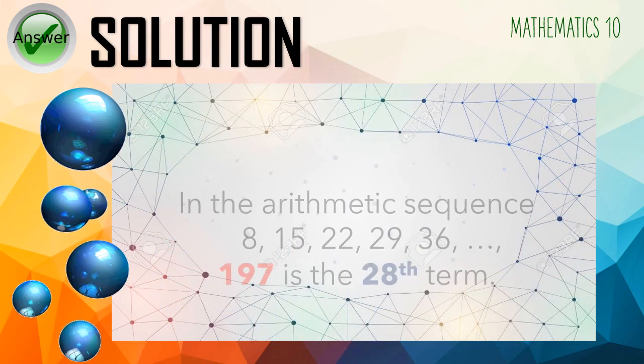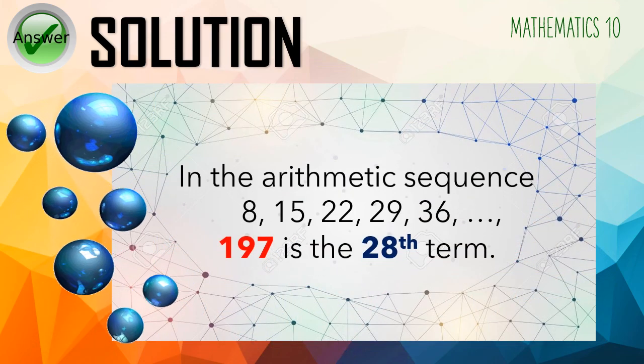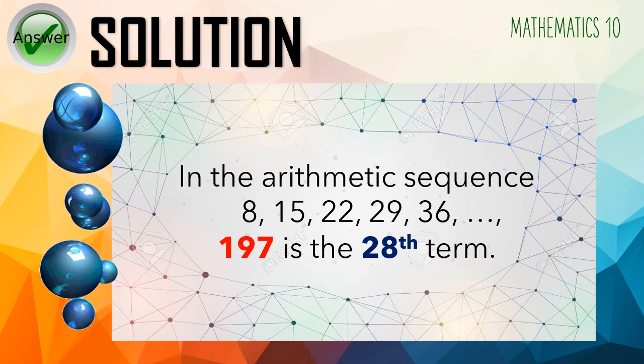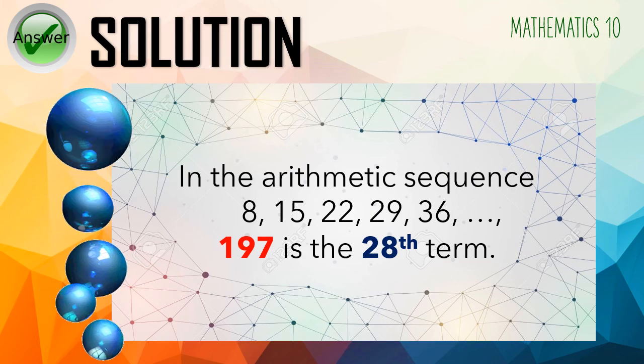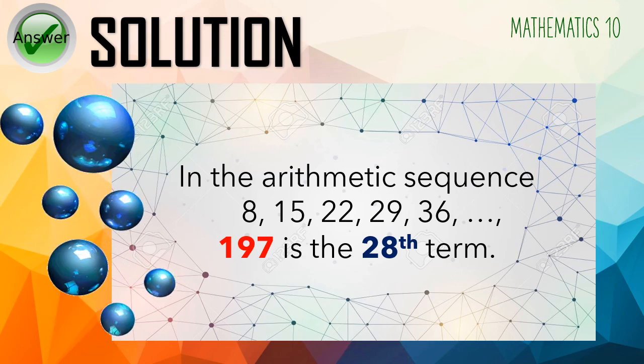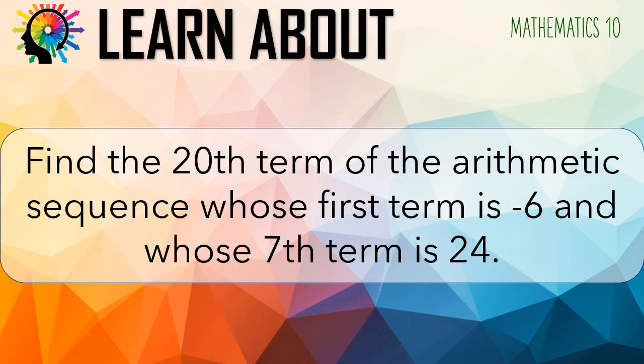So our final answer would be: in an arithmetic sequence given, 197 is the 28th term. Next, we have: find the 20th term of the arithmetic sequence whose first term is negative 6 and whose 7th term is 24.